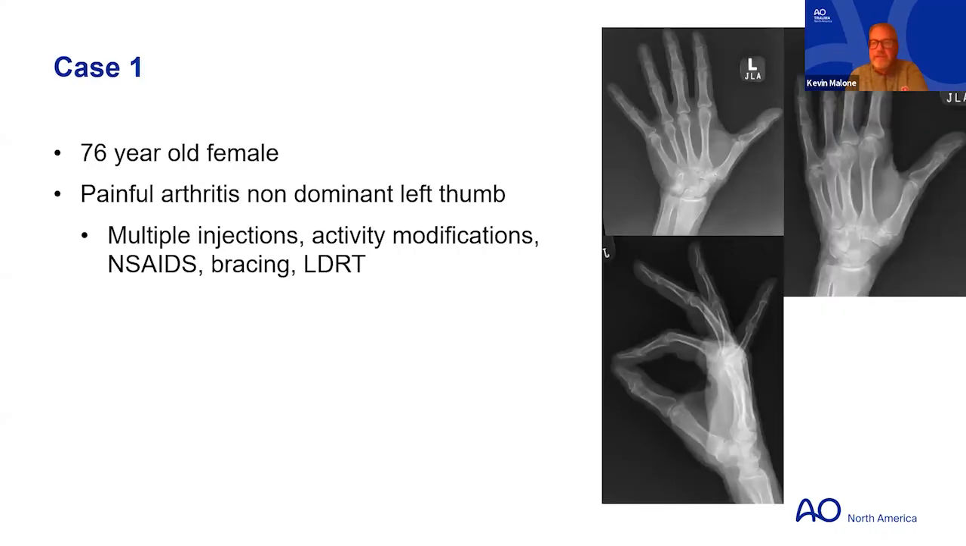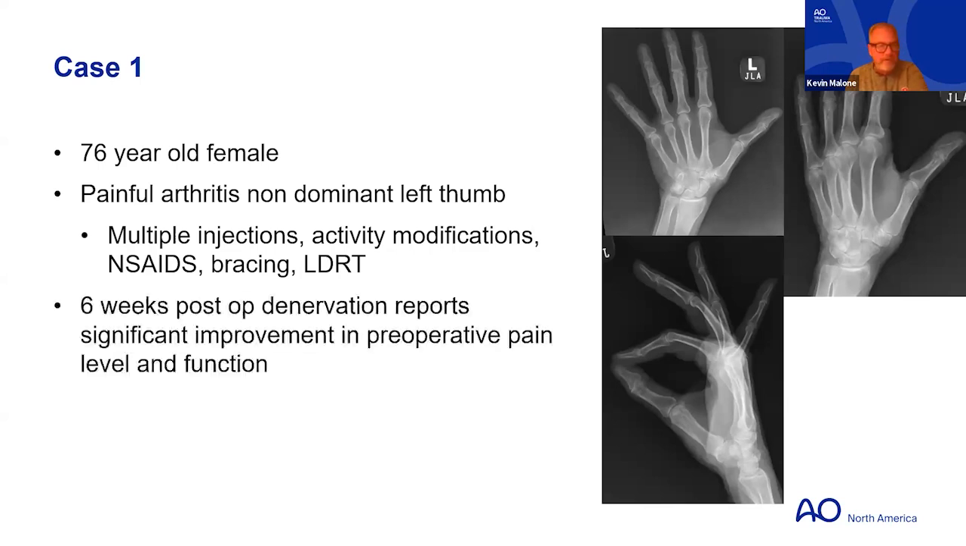I have a couple of cases where I have attempted this, and this is a great result. This is a 76-year-old female, painful arthritis in her non-dominant left thumb, no CMC joint instability. She had multiple injections, activity modifications, NSAIDs, bracing, and even went to another hospital in town for a low-dose radiation therapy protocol that they were trialing there, and was unhappy with the outcomes for all of those and was unwilling to go through the rehab and recovery associated with more traditional arthroplasty options.